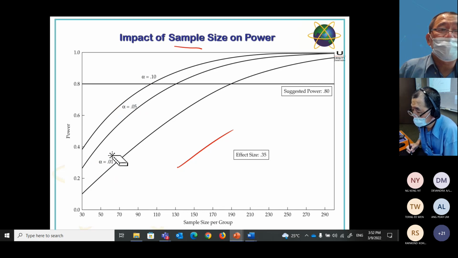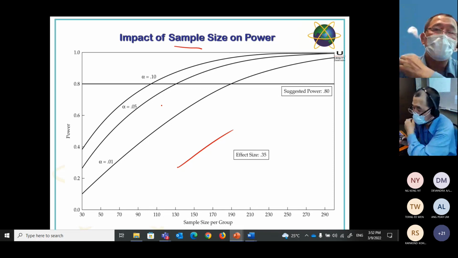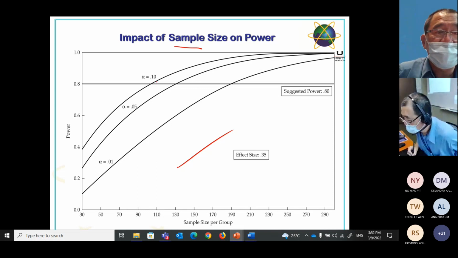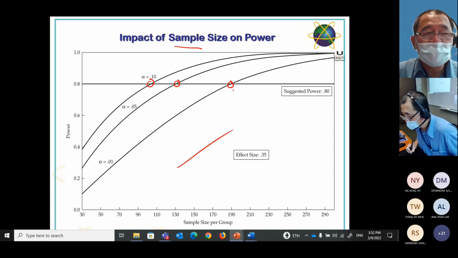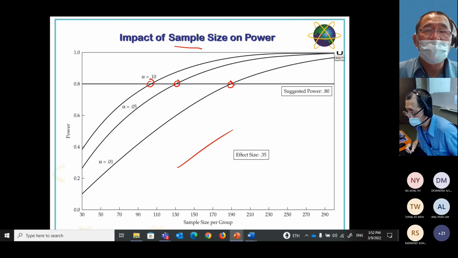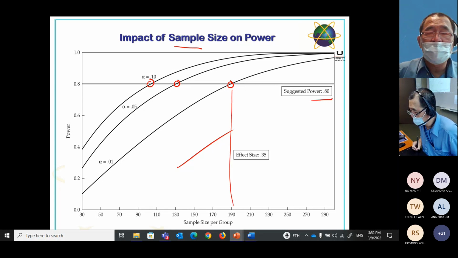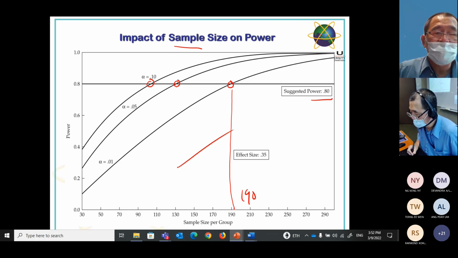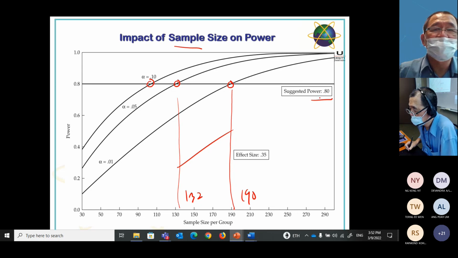Okay. We can see these 3 points. We maintain the power at 0.8. Therefore, we see 10%, 5%, and also 1%. Meaning that for 1%, you need a larger sample size to achieve the power of 0.8, maybe about 190. But for 5%, you need only about 132. It's smaller. With a smaller sample size, you can achieve the power of 0.8.